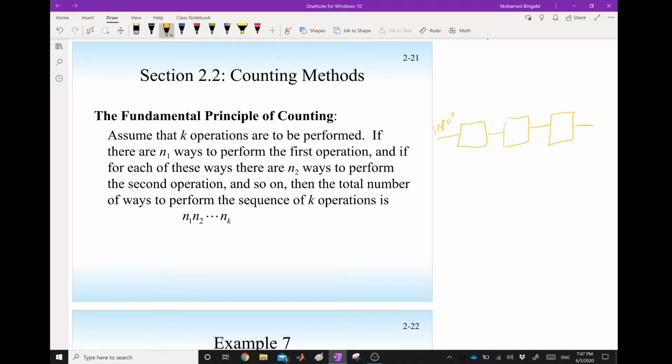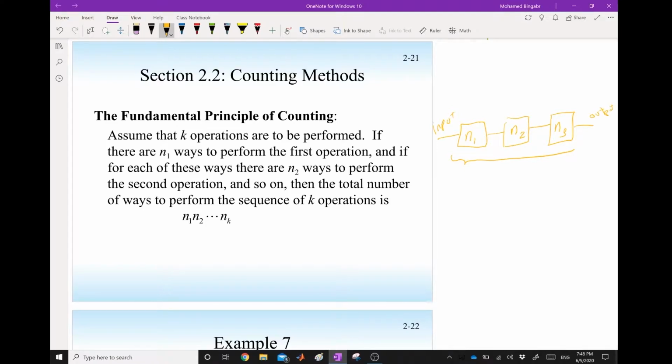Now let's assume this subsystem has n1 different way of processing the input, then this subsystem has n2 different way, and this subsystem has n3, and we may have n4, n5, and so forth. So then how many way can an input be processed to give us a certain output?